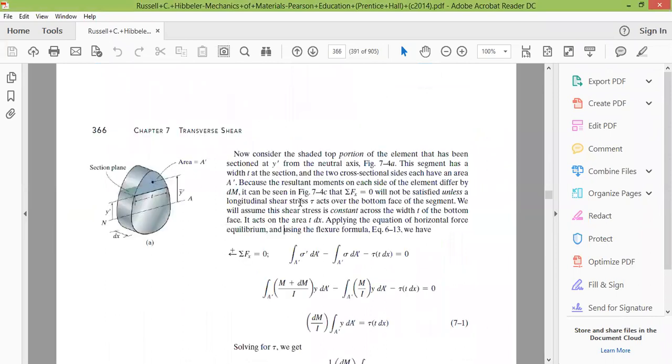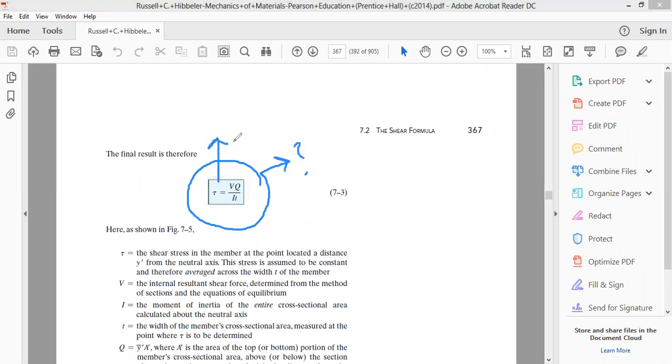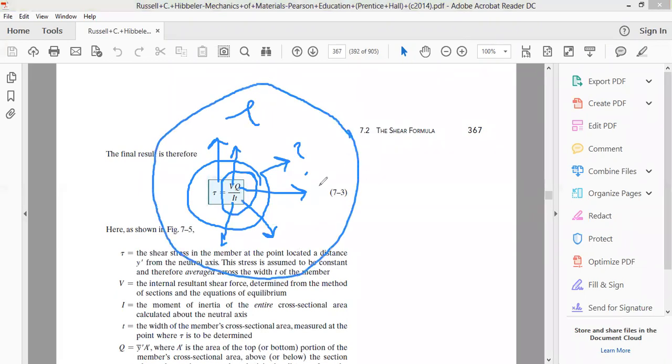So this formula, tau is equal to VQ divided by It, is the formula that represents the longitudinal shear stresses, or the transverse shear stresses, in a beam. It expresses them in terms of the first moment of area, the shear force, the moment of inertia, and the thickness of the area element. Now, this formula being very, very important, we need to understand it.